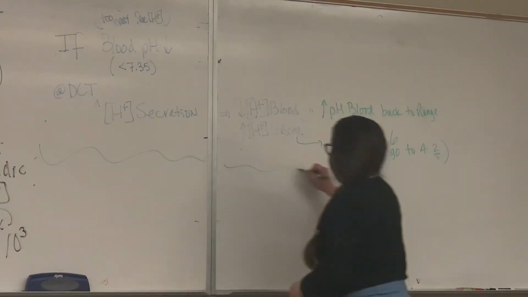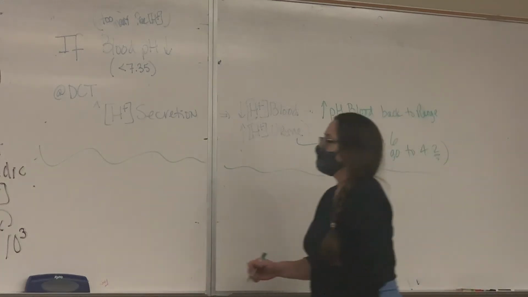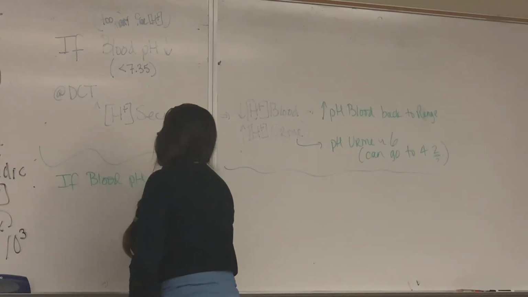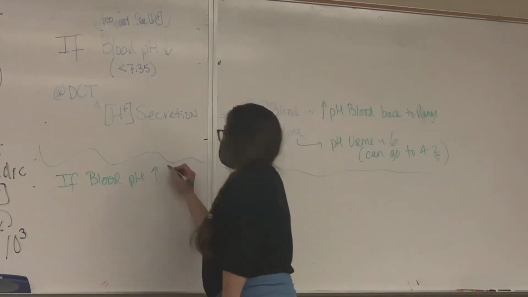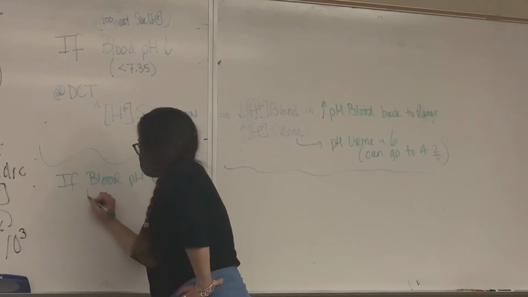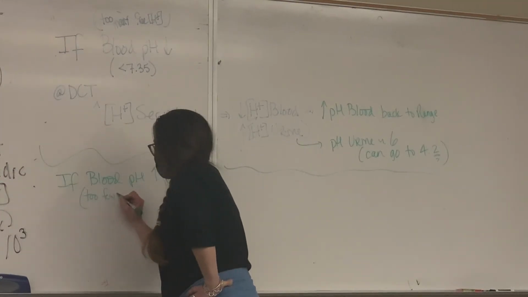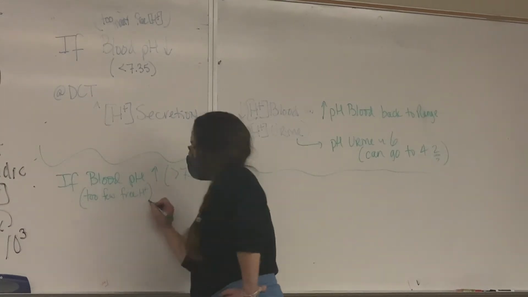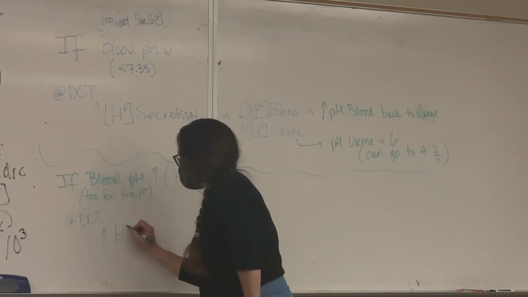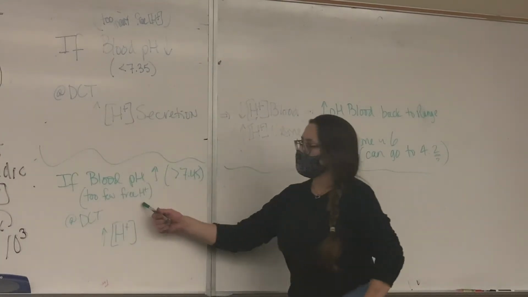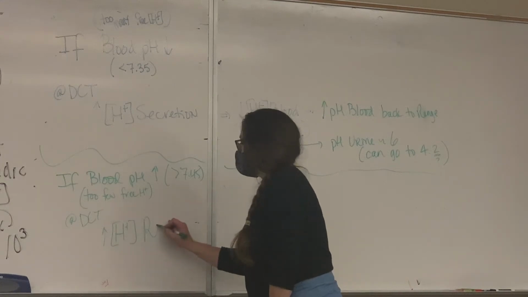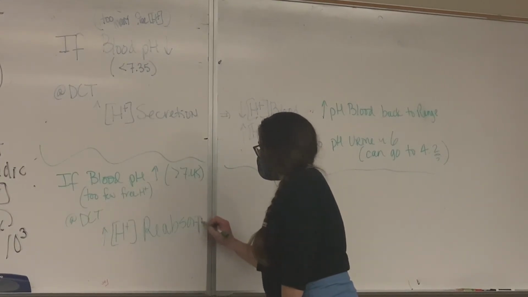So if we know that to be true, then we can do the opposite, right? So if your blood pH is too high, which it rarely is, but if it were, that would mean that it's greater than 7.45. And again, I always write out here that means I have too few free hydrogens floating around. So then at the DCT, I would want to increase hydrogen reabsorption. If I have too few in my blood, I want to put hydrogens back in my blood.